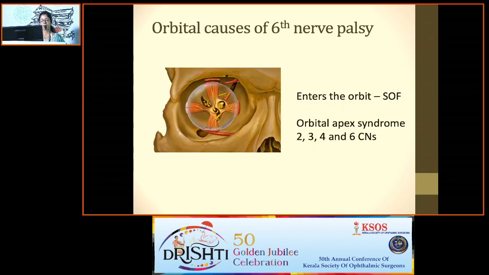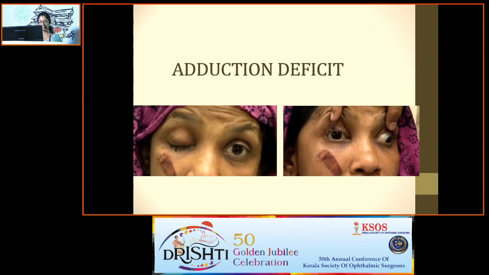Now from here it enters the orbit through the superior orbital fissure. Here, in orbital apex syndrome, along with the 3rd, 4th and 6th cranial nerves, the optic nerve also can be affected. So if there is 3rd, 4th and 6th cranial nerve involvement along with RAPD or affected visual acuity, think of orbital apex syndrome. Now that was in short about abduction deficit.